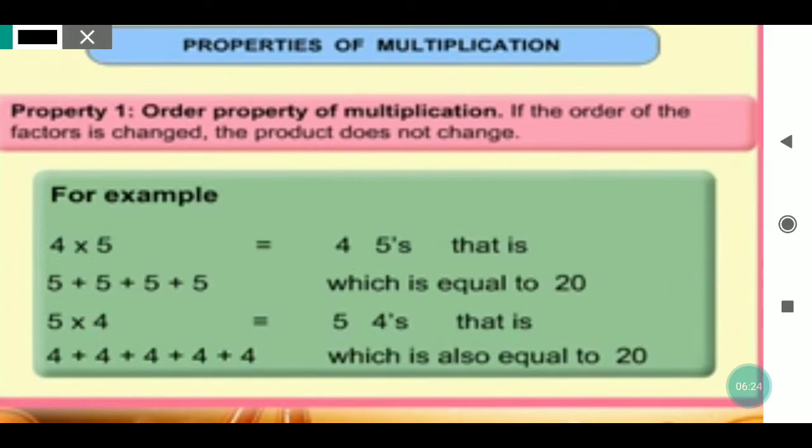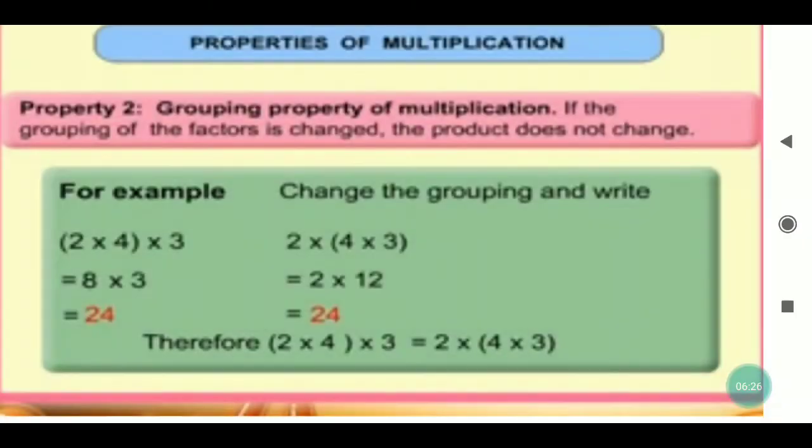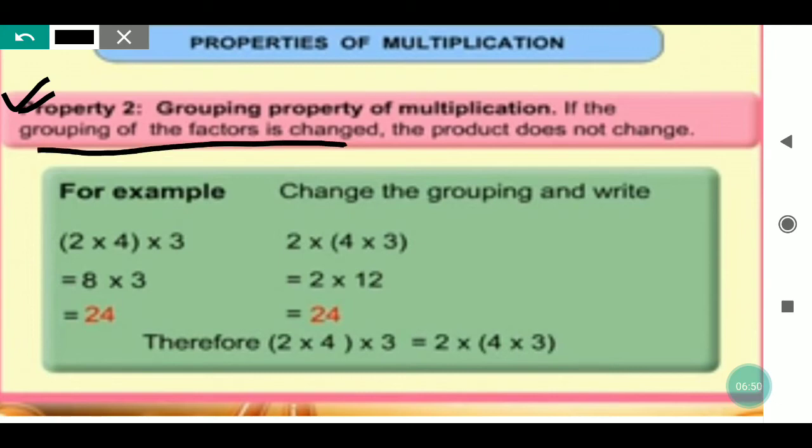Okay, now let's see the next question. See the properties of multiplication. What is written? Properties of multiplication. Second property, grouping property of multiplication. If the grouping of the factors is changed, the product does not change. What does it mean? Grouping of the factors change. Keep this in your mind. What is written? Grouping of the factors. Factors I have already discussed: the number, the multiplicand and the multiplier. That is called the factor. Okay. Change the grouping on the right.